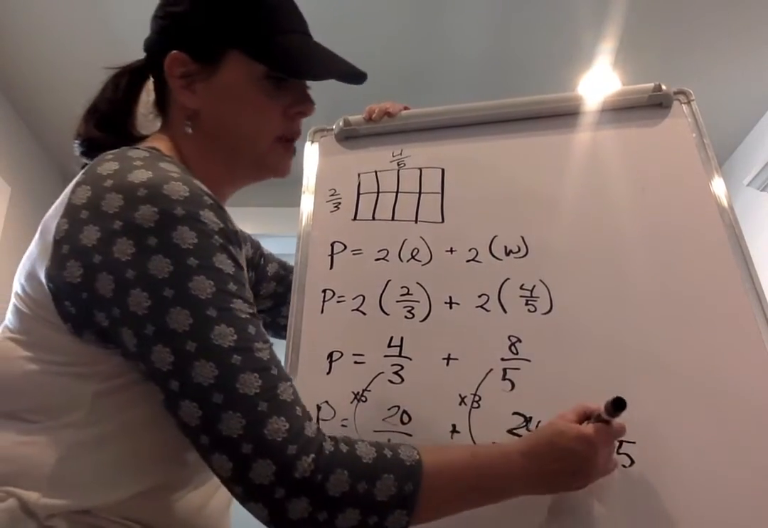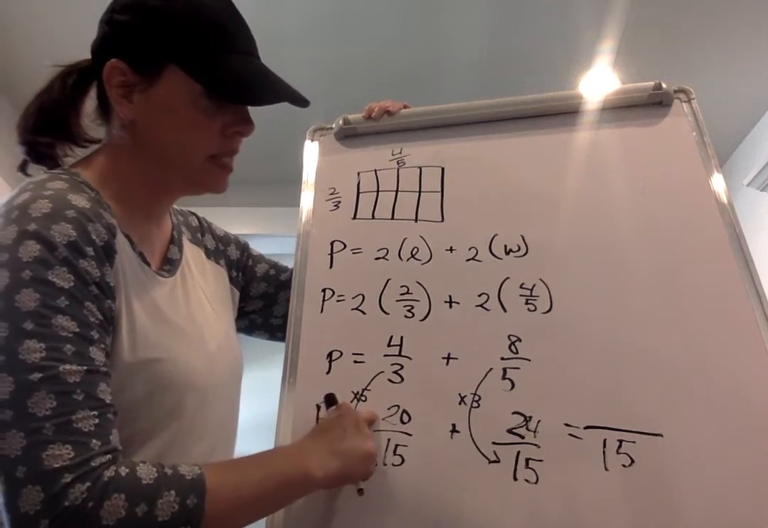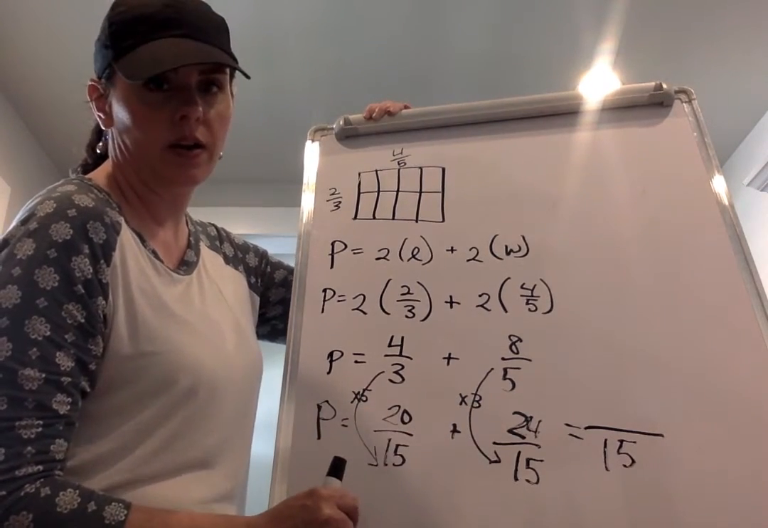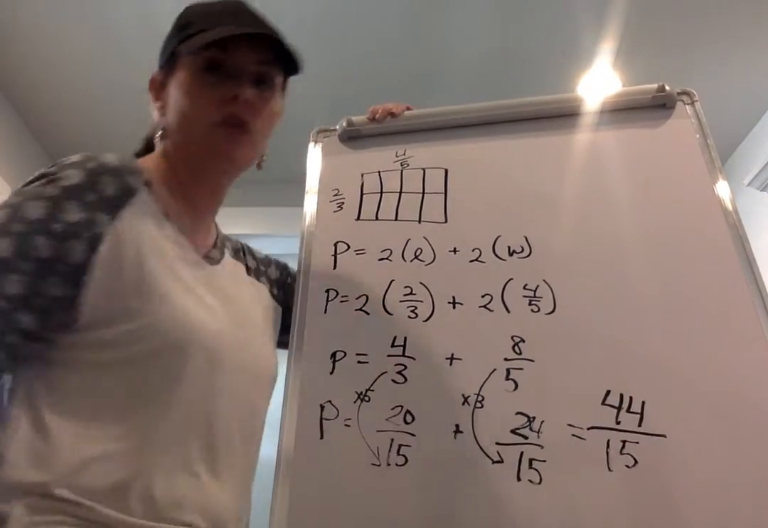Okay, so right now we've got our common denominator, which is 15. Our denominator stays the same. We're just going to add our numerators. We have 20 plus 24. 44.